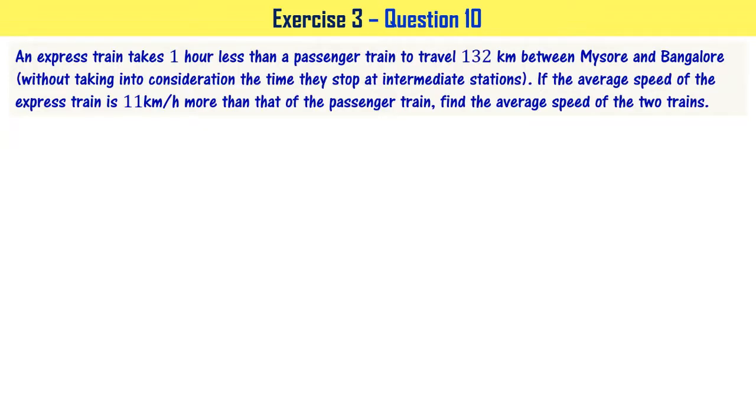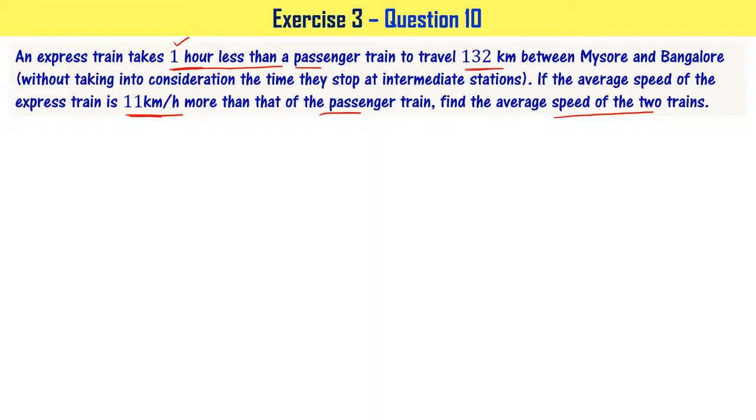Here we are given two statements. The first statement says that express train takes 1 hour less than the passenger train to cover 132 kilometers. The second statement says that the average speed of express train is 11 kilometers per hour more than the passenger train. Look at this. The first statement is talking about time and second statement is talking about speed. We're asked to find the average speed of the two trains, right?